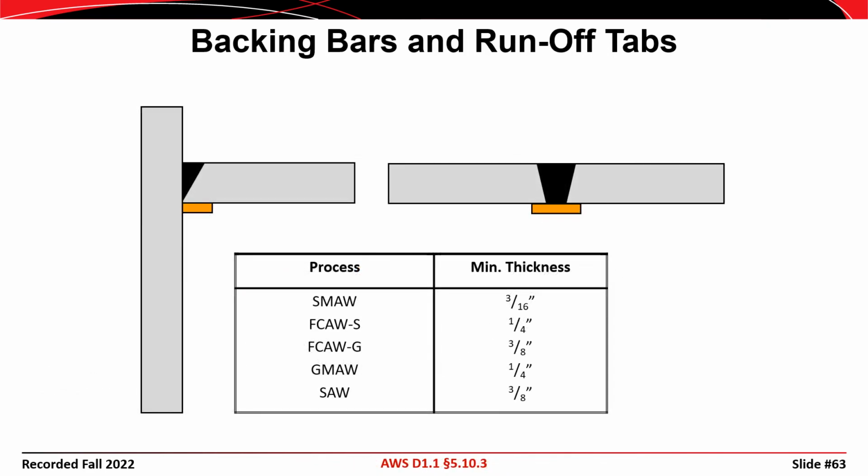Okay, so here are some examples of how thick the backing bar has to be based on the weld process that's used. So for shielded metal arc welding, for example, you need at least a 3/16 backing. For submerged arc welding, you need 3/8.